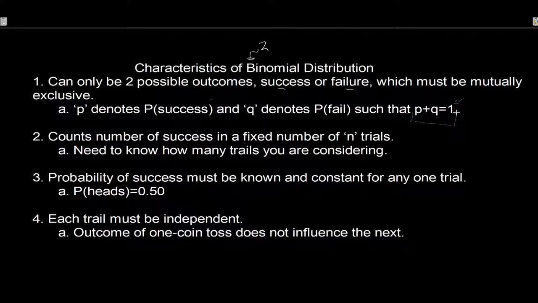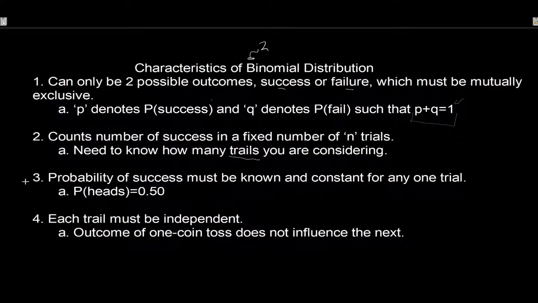Okay, second characteristic. All the binomial is really doing is counting. It's figuring out how many successes we witness in n trials. So we flip a coin 100 times and we're interested in the probability of 28 heads, so the binomial will work that out. How many times do we witness 28 heads in 100 trials? In that case, we need to know how many trials we are considering. Clearly spelling is a hard part. That is how many trials we are considering. T-R-I-A-L-S.